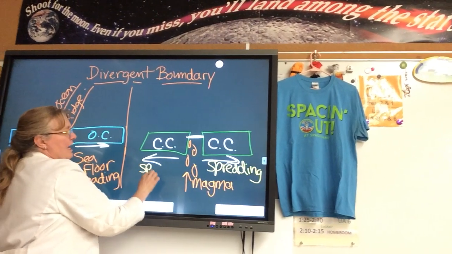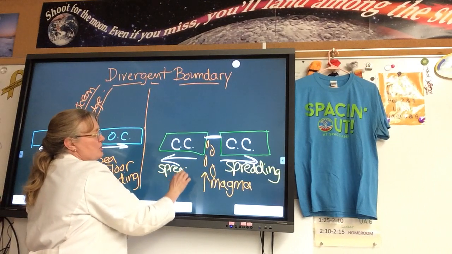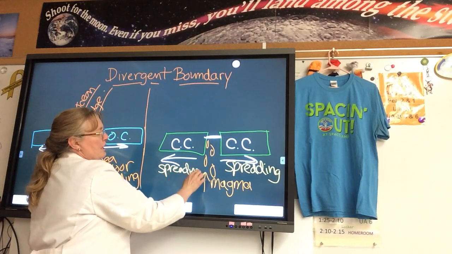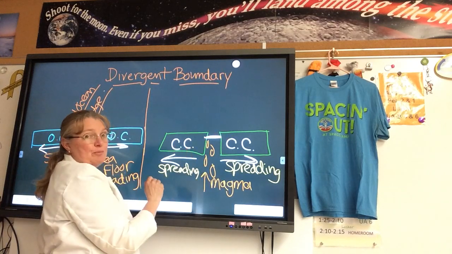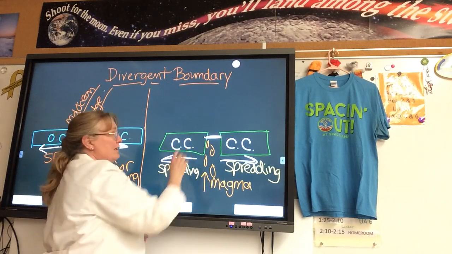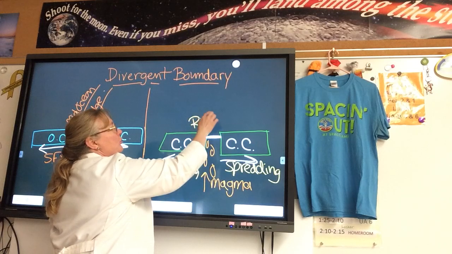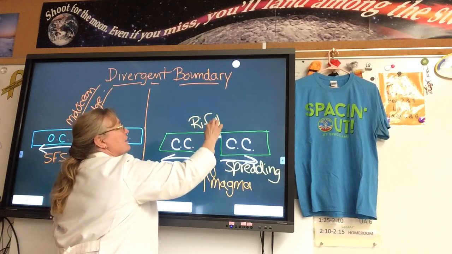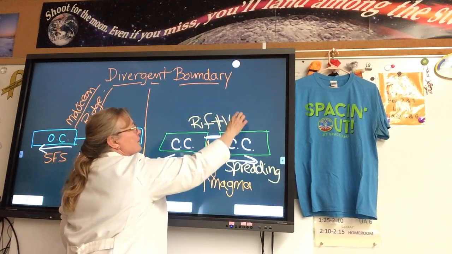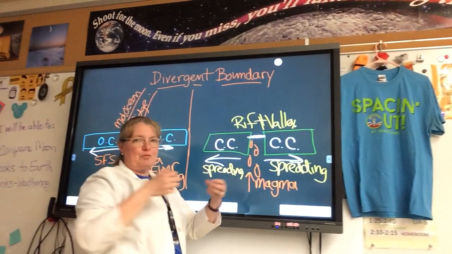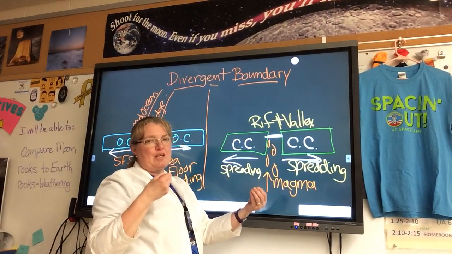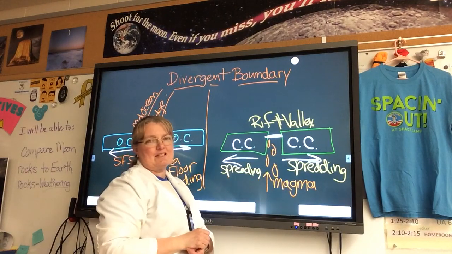All right. And the landform we're going to see on the surface, it's going to kind of be like a mountain range on each side with a valley in the middle. Do you remember? Yep. We're going to call it a rift valley. Because we are rifting it apart. We're tearing it apart. It's being divided into two pieces.